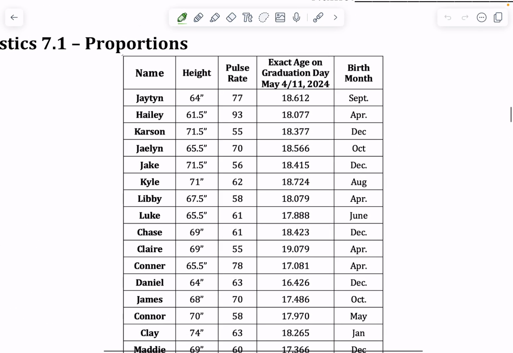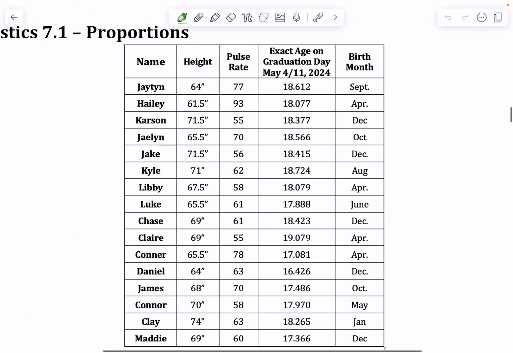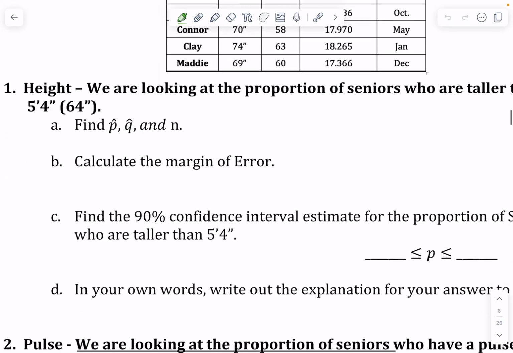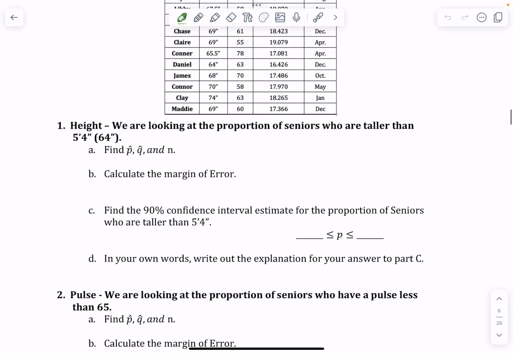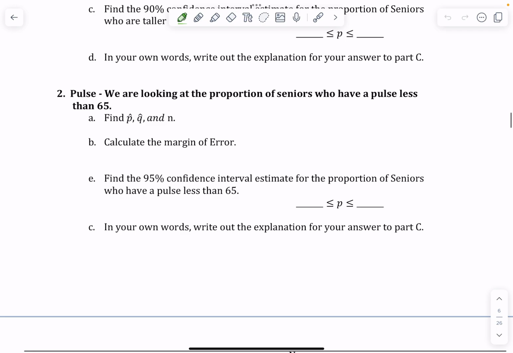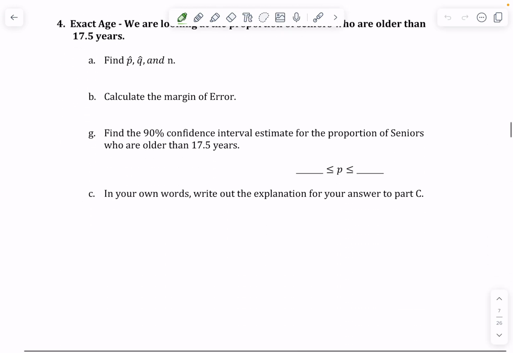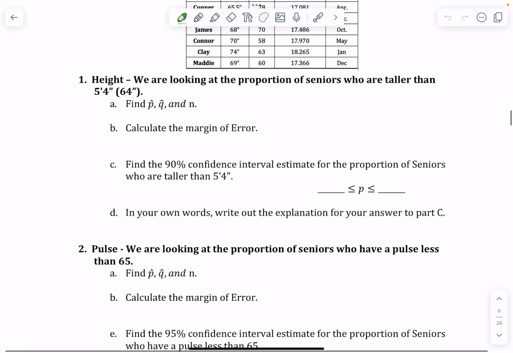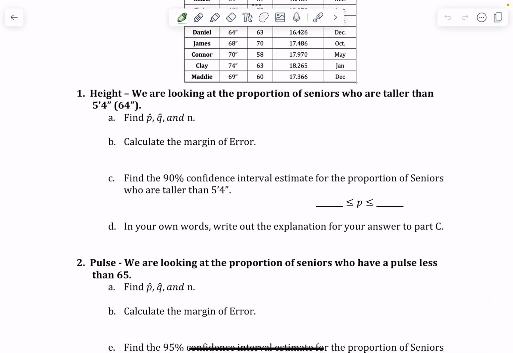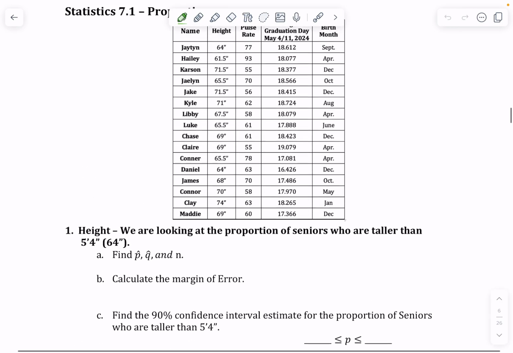I've got 4 columns here, and there's one question that goes with each of these 4 columns. The first one we'll do together, and number 2 is similar to that, number 3 is similar to that, 4 is similar to that. So if I do number 1 with you, you should get the idea of what you need to complete. Number 1 has to do with the height column.